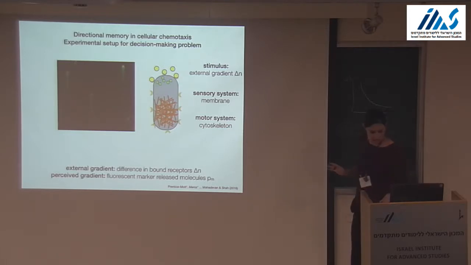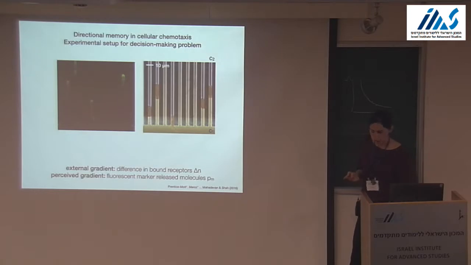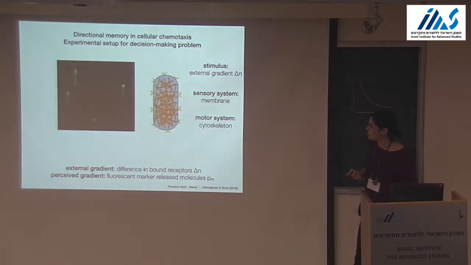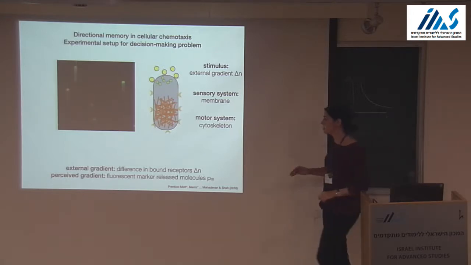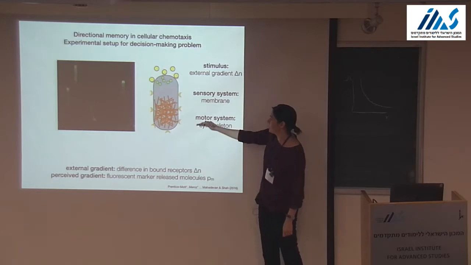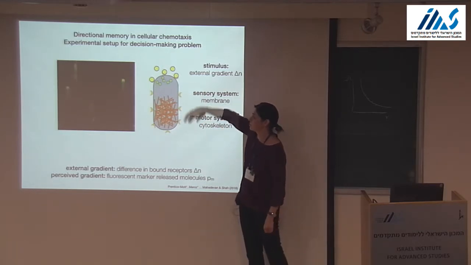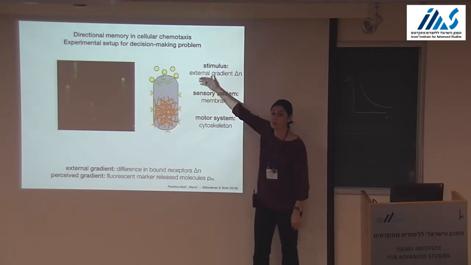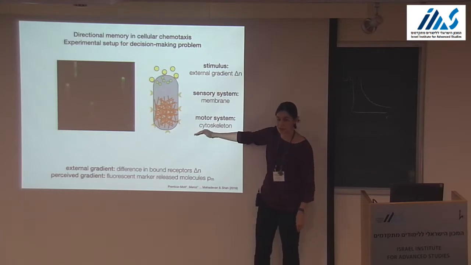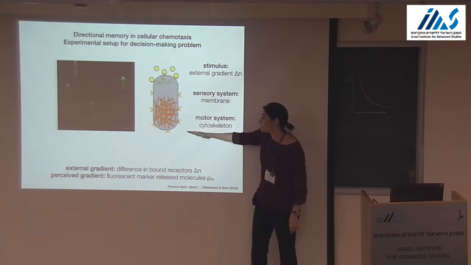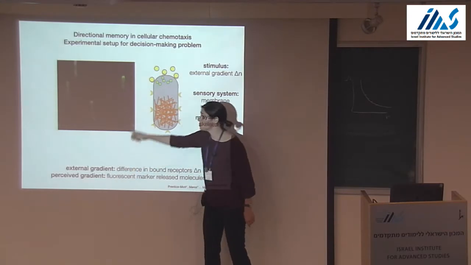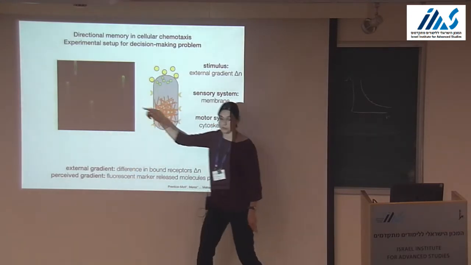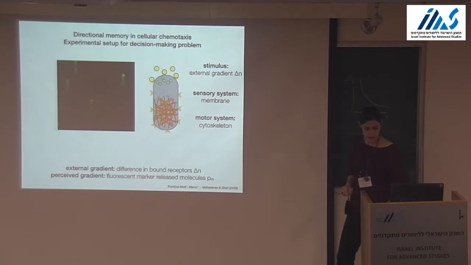So this means that we have two things that we can look at. One is the real external gradient. In this case, it's not only the difference in concentration, it's actually the difference in bound receptors. That's the effective stimulus. But also we have the perceived gradient, right? Just by looking at the localization of this fluorescent marker.